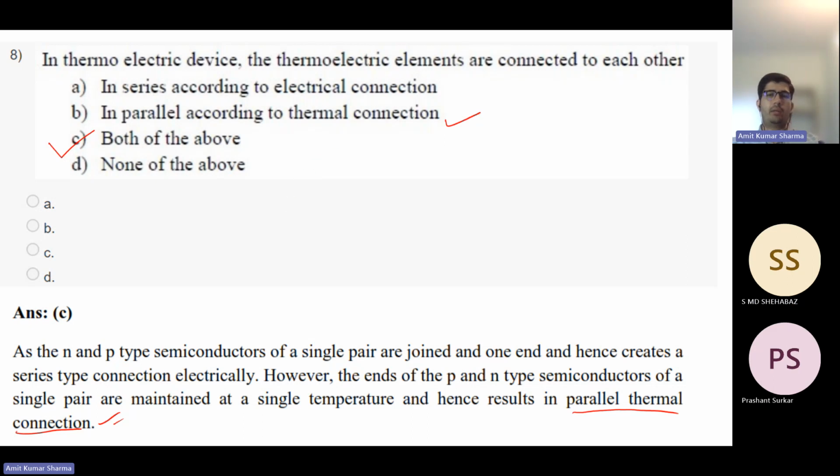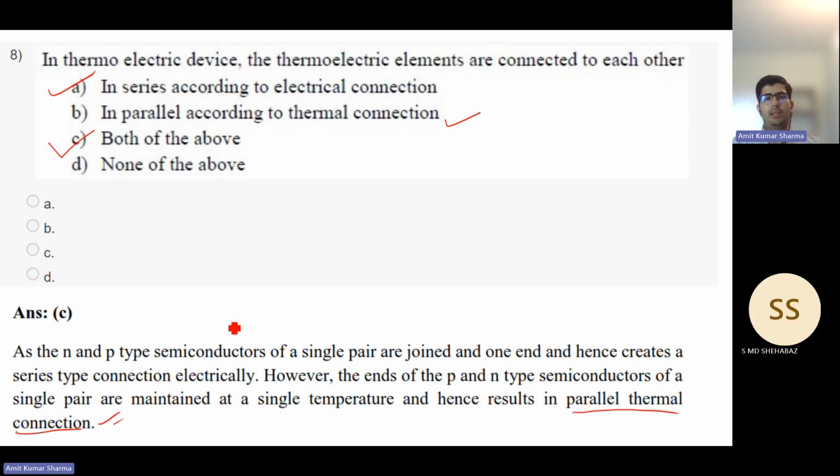But you know that we want more voltage, more current, then it should be in series according to the electrical connection. Because the N and P type semiconductors of a single pair are joined at one end, and hence create a series type connection electrically. However, the ends of the P and N type semiconductors of a single pair are maintained at a single temperature and hence result in parallel thermal connection. So the correct answer is C.